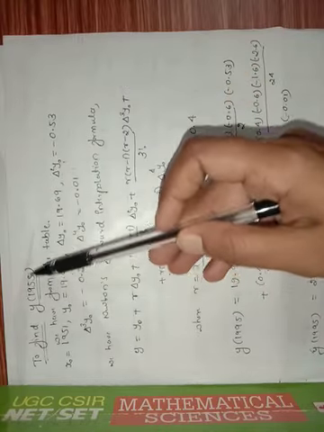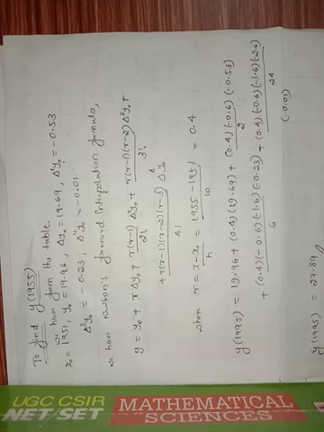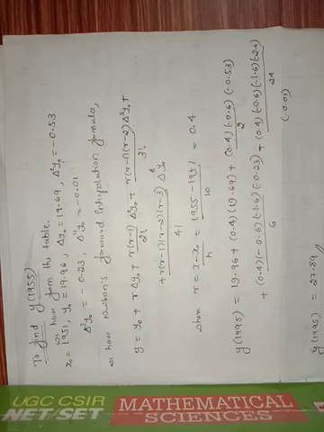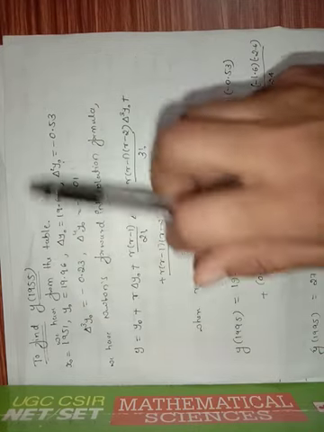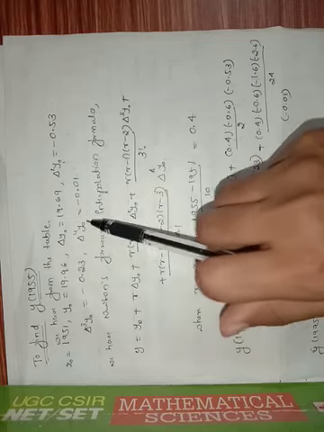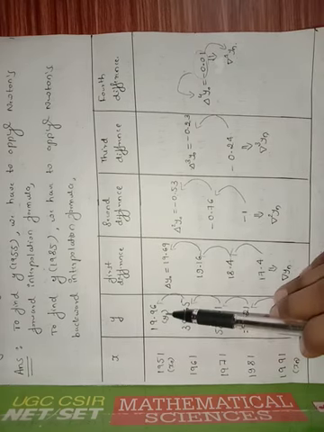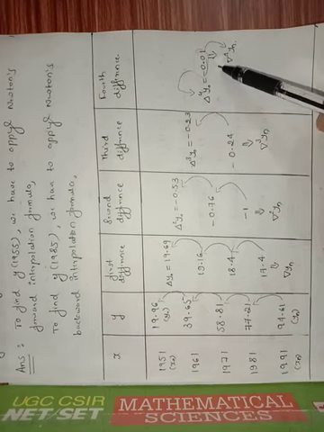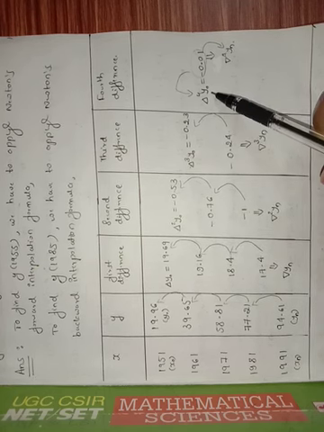To find y of 1955, first we have to apply the Newton forward interpolation formula from the table. From the table, write down x naught, y naught, delta y naught, delta square y naught, delta cube y naught, delta raised to 4 y naught. In the table, I already denoted all the leading entries with x naught and y naught. These are the leading forward entries here.